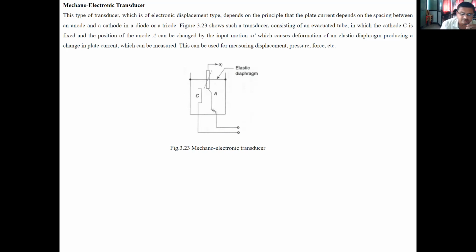Therefore, this is the elastic diaphragm, this is the cathode, this is the anode. The workpiece or the job is connected to the anode so that it will move towards left or towards right. And because of this, what will happen? There will be a deformation of the elastic diaphragm, producing a change in plate current.